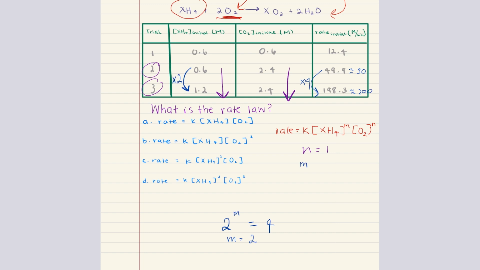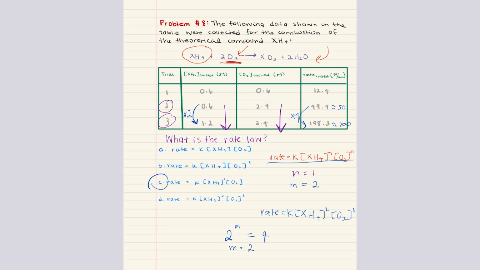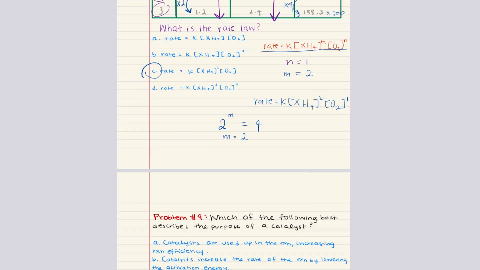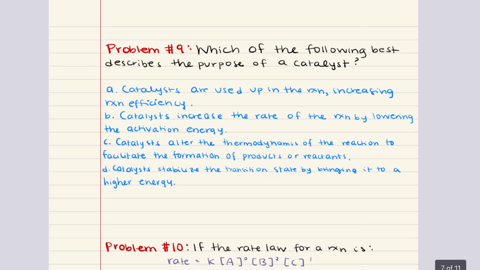Now, with this information, we can rewrite our rate law. Our rate law is going to be equal to K multiplied by the concentration of XH4 raised to the second power multiplied by the concentration of O2 raised to the power 1. This matches up with answer choice C. So the answer to problem 8 is going to be C. Wonderful. Let's move on to problem 9.